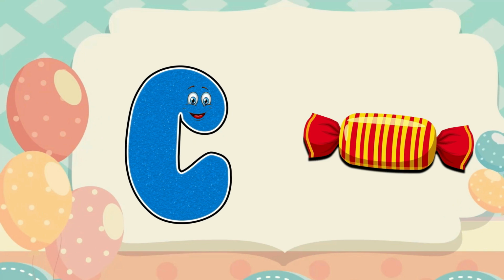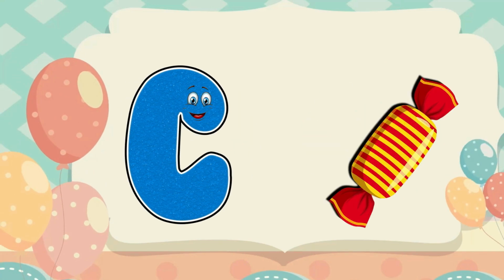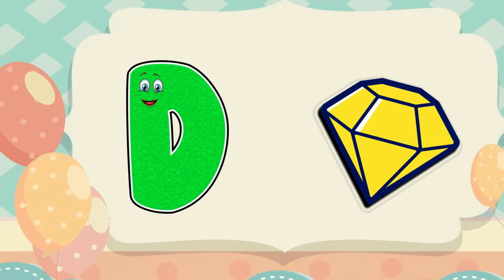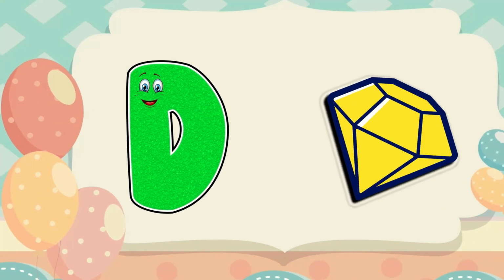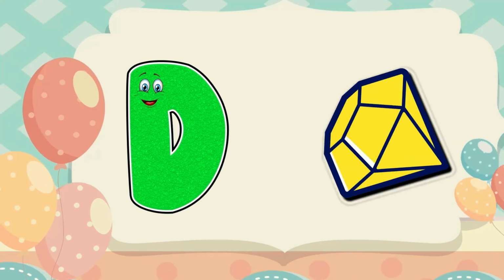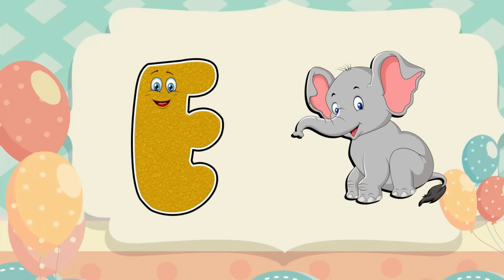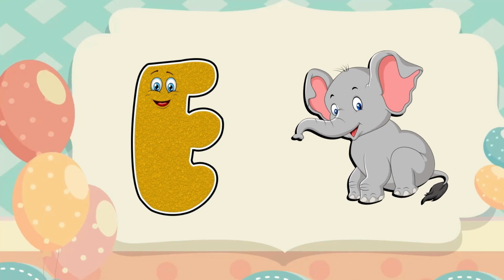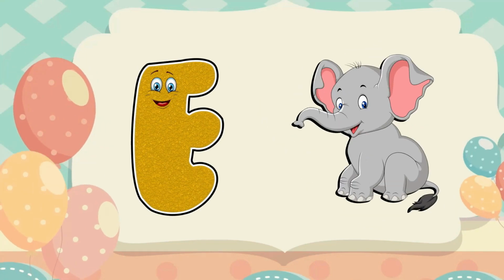C is for candy, candy, candy. C, candy. D is for diamond, diamond, diamond. D, diamond. E is for elephant, elephant, elephant. E, elephant.